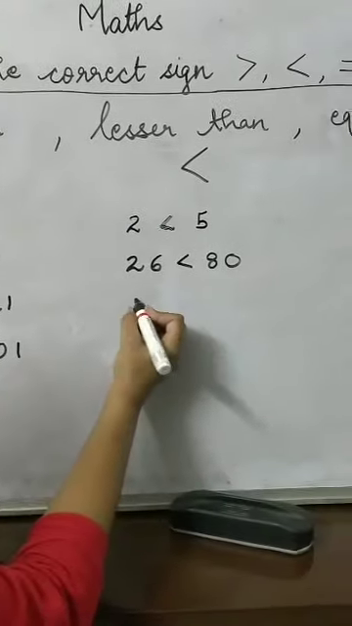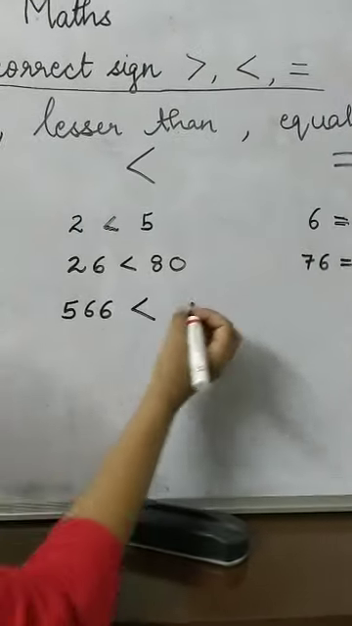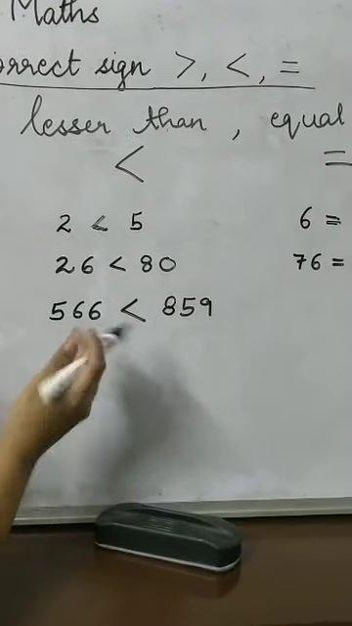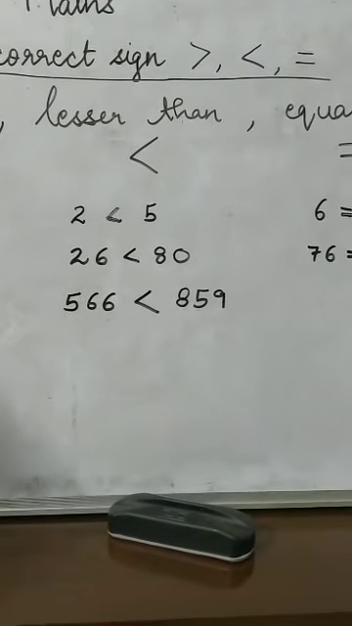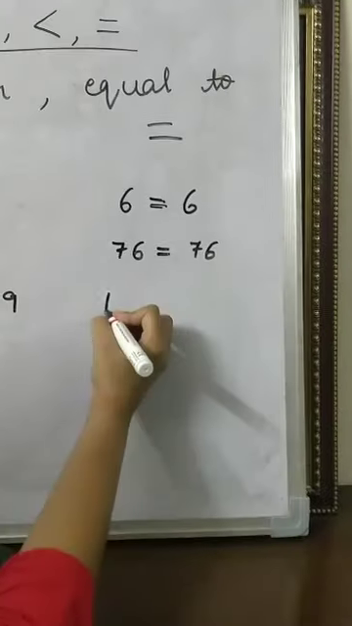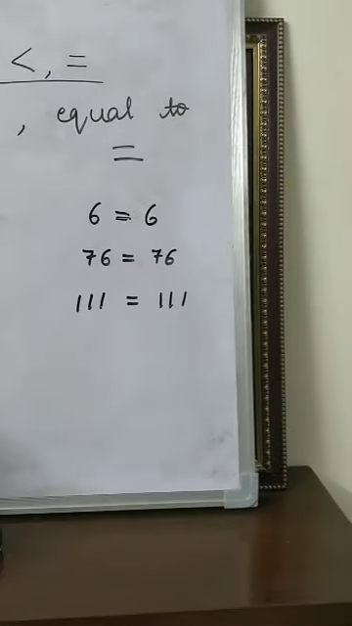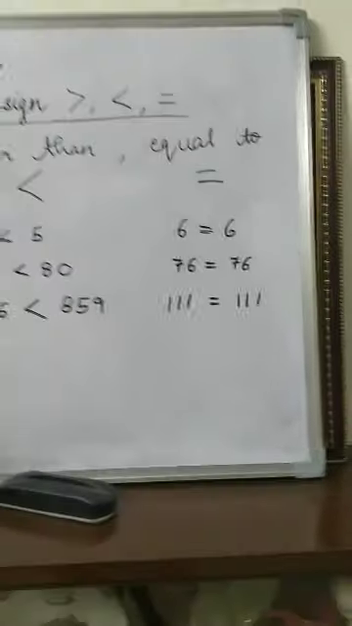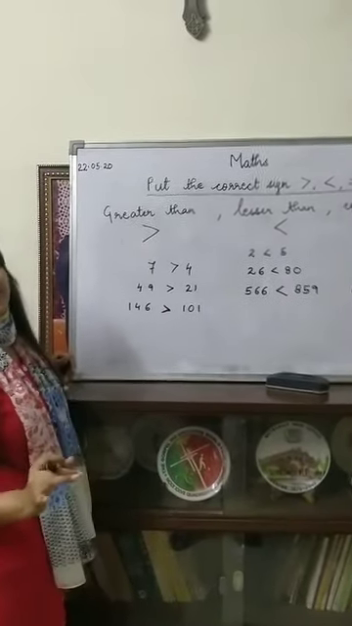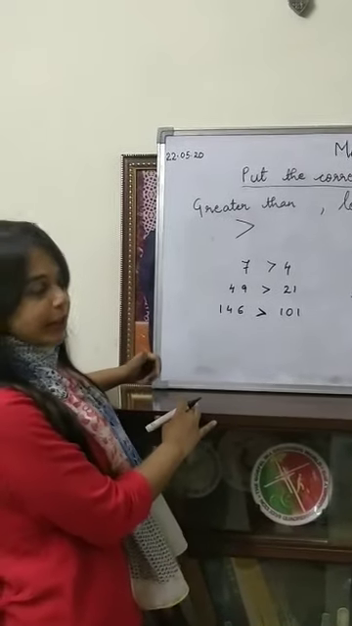Again, another example: 566 is lesser than 859. This number is smaller than 859. Equal to, example for 3-digit number: 111 is equal to 111. It's quite simple, boys. You all have studied this, and I know you people can do this exercise very nicely and easily in your maths notebook. Let's take another example of a 4-digit number.